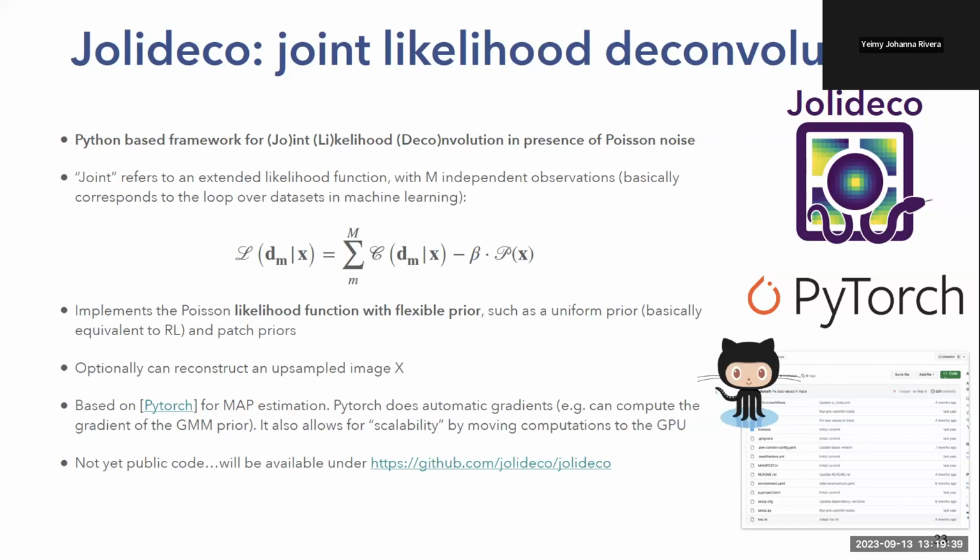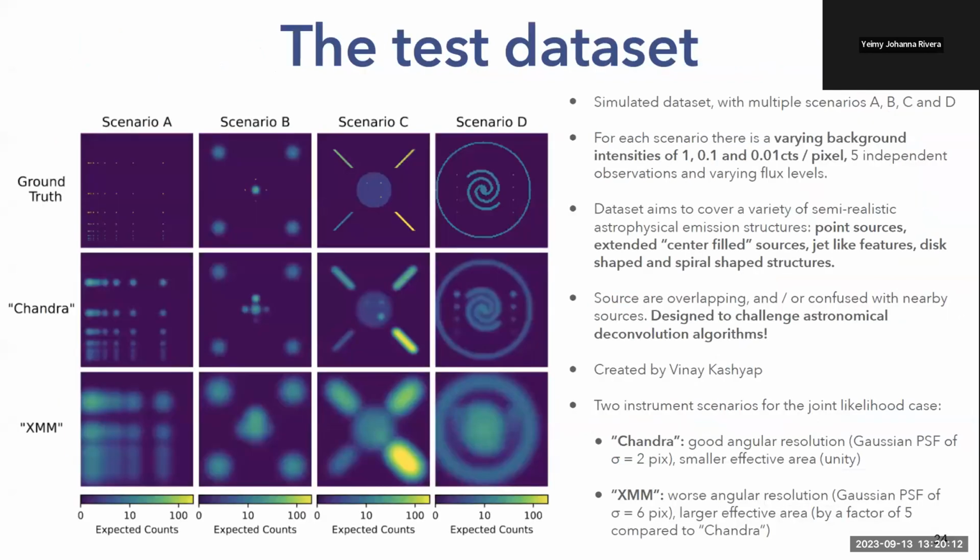PyTorch is a deep learning framework where you can automatically track the gradients and then apply things like gradient descent or stochastic gradient descent to optimize your posterior distribution. What's also nice is that the algorithm becomes scalable, because you can run it directly on a GPU. The code for this is not yet public, but it will be available later this year under this URL. To really test the method, we defined a test data set that has multiple scenarios.